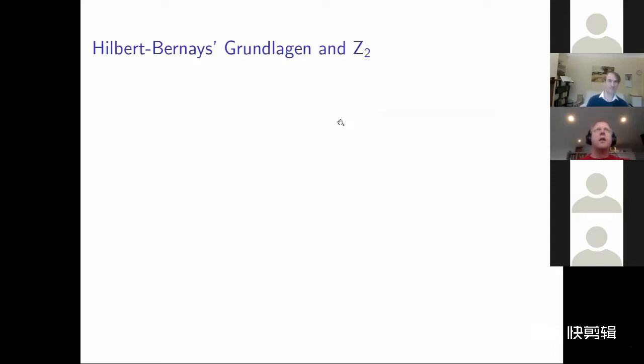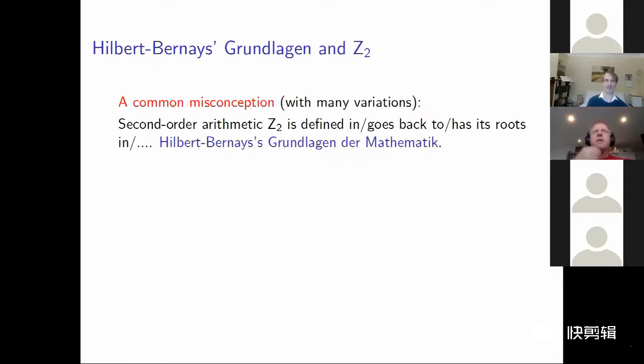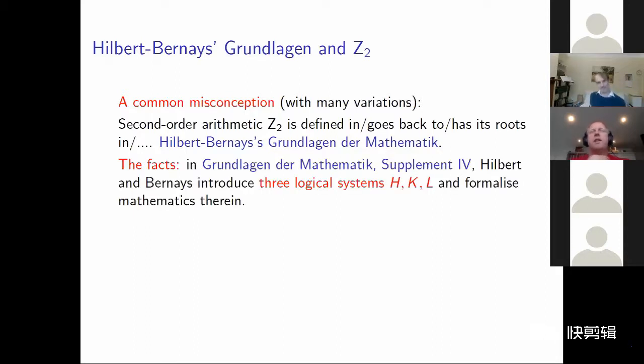So, first of all, starting with Hilbert and Bernays' Grundlagen. What you see a lot in the American literature on logic is the following common misconception, namely that somehow you can find second-order arithmetic in one version or other in the Grundlagen of Hilbert and Bernays. And actually, what are the facts?